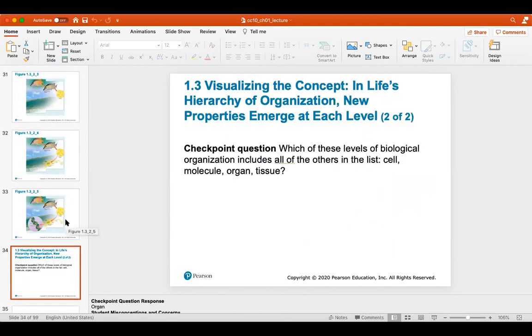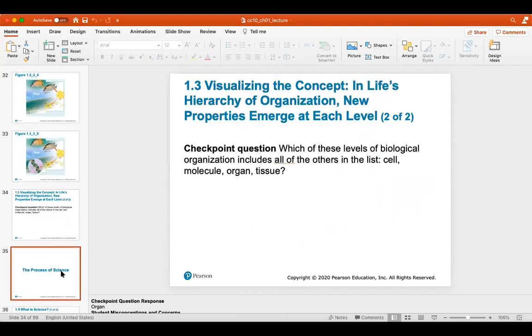Which of these levels of biological organization include all of the others in the list? Cell, molecule, organ, and tissue. And the organ is the answer to that. So an organ includes tissues, molecules, and cells.